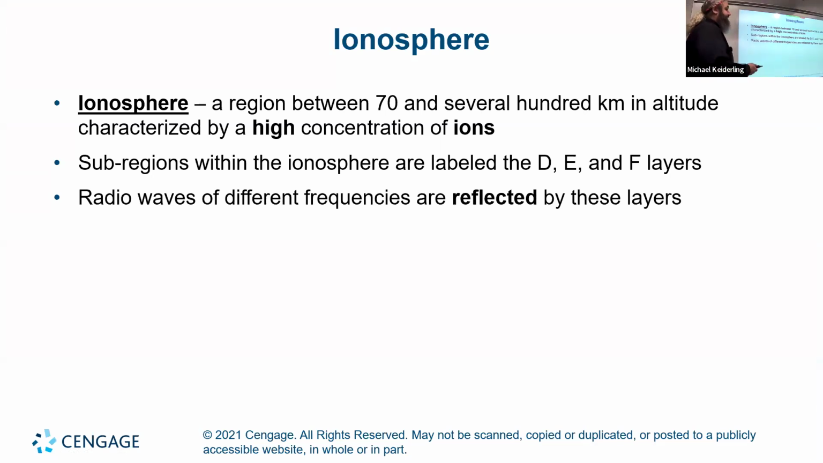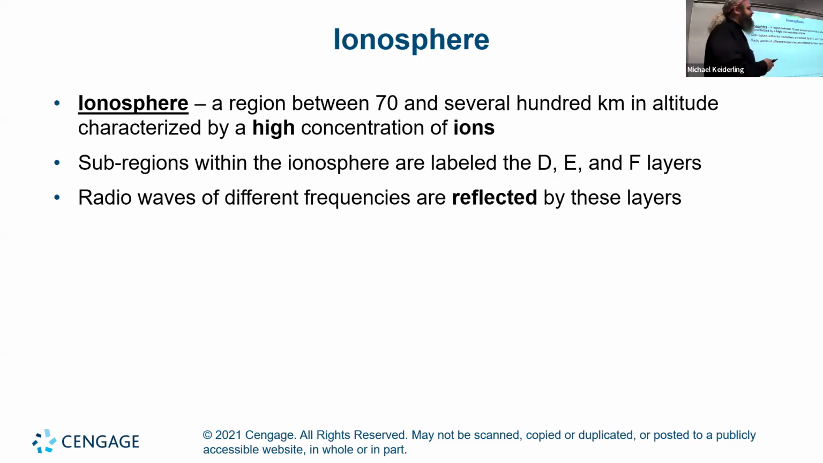So another layer that we can talk about in the atmosphere is the ionosphere. The ionosphere is a region between about 70 and several hundred kilometers in altitude, which is characterized by a very high concentration of ions. And there isn't really one layer there. There are several layers that are each labeled. The subregions are labeled the D, E, and F layers.